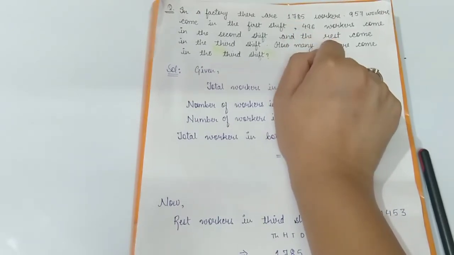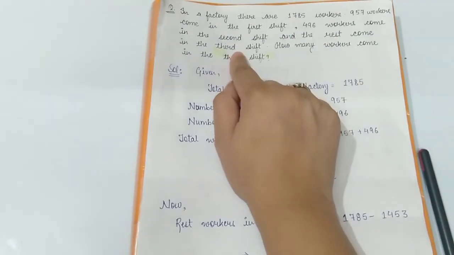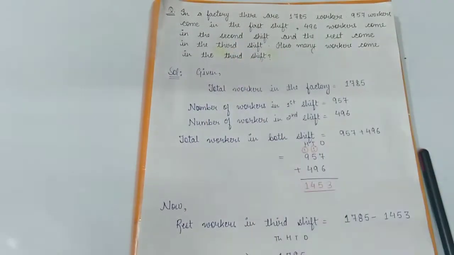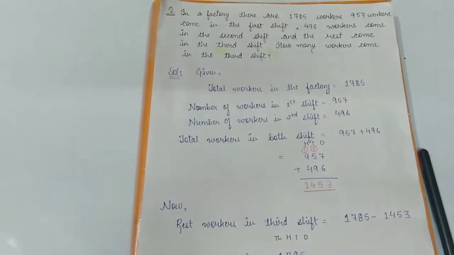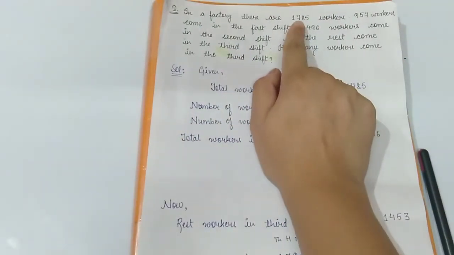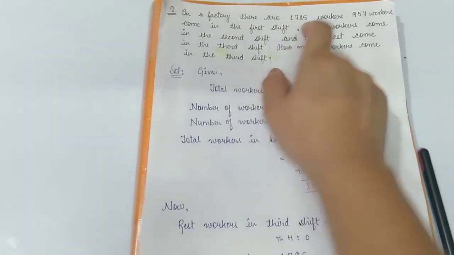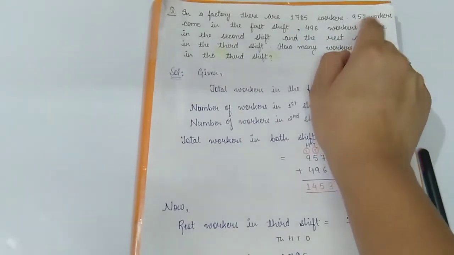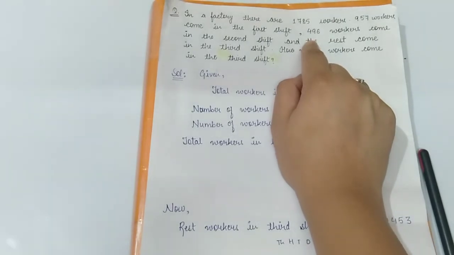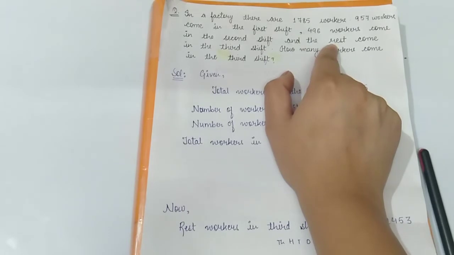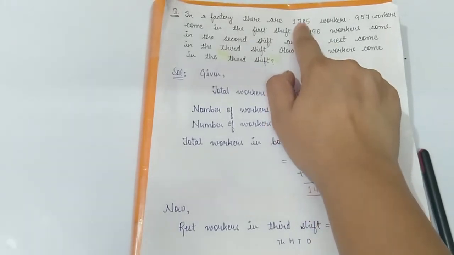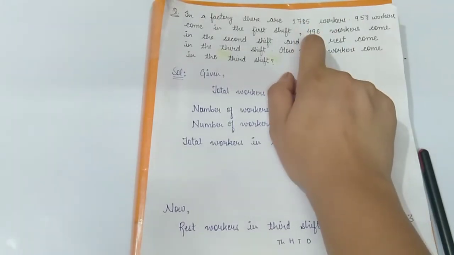So remaining workers came in the third shift. How many workers came in the third shift? So the question is asked about the workers that came in the third shift. So what will you do? Okay, you can see total is given over here and workers in first shift and second shift are given. So you know that if you want to remove the rest workers, you have to subtract, but whether you have to subtract this from this or this from this.